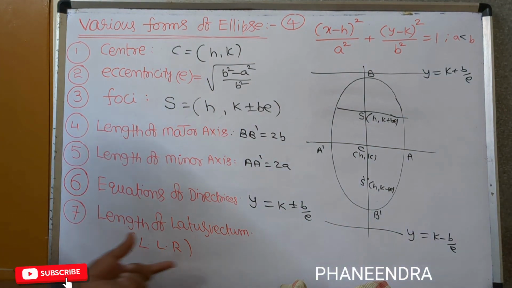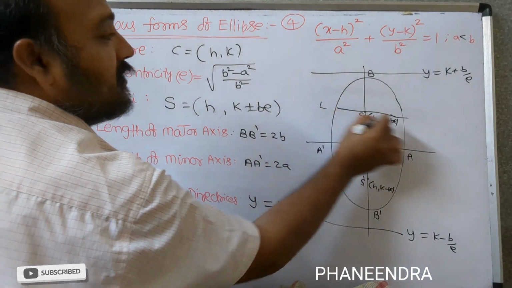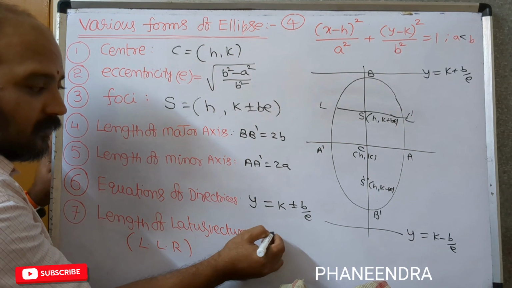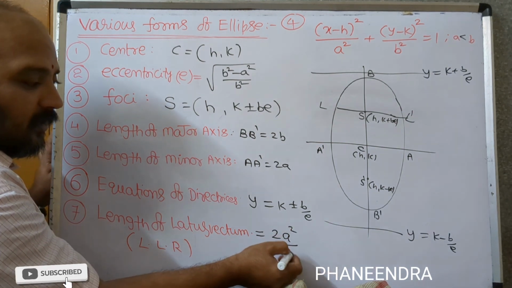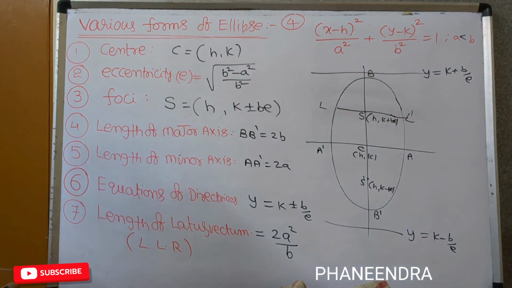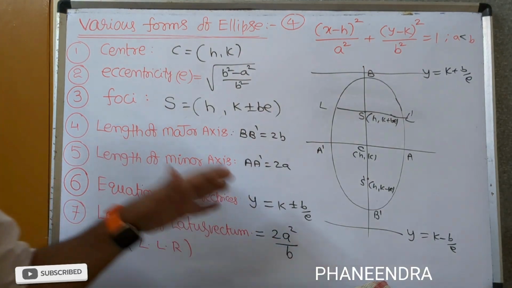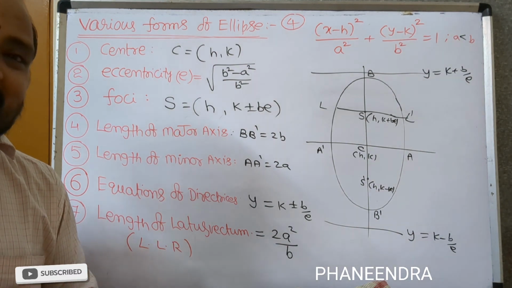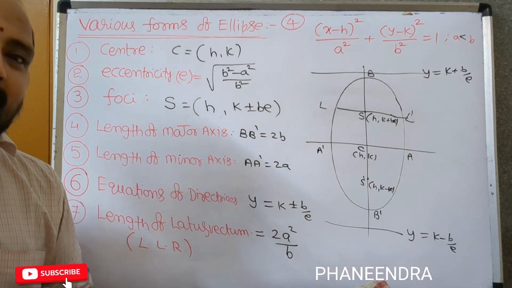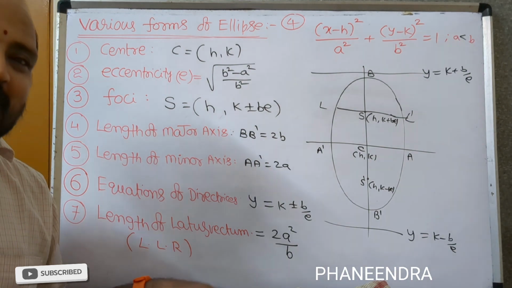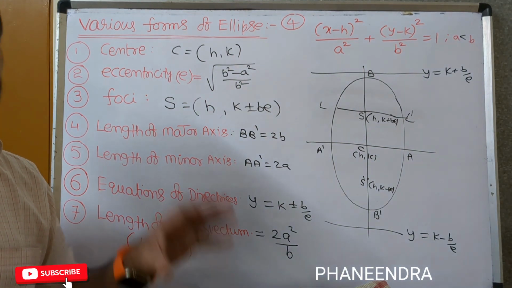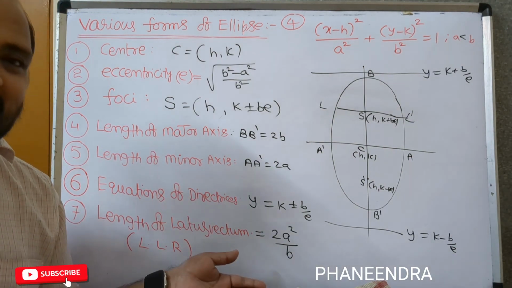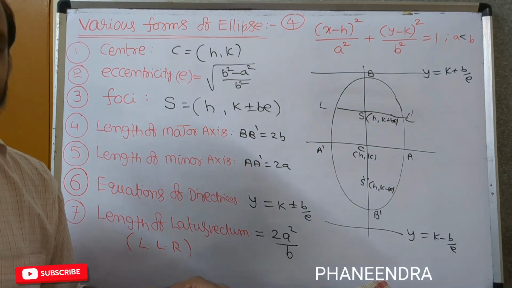When you come to the length of latus rectum L dash, when a is less than b, it is 2a square by b. This is about various forms of ellipse. I hope you understand it, students. Not only this concept, but I will also provide the auxiliary circle concept in this video. Okay, we'll move on.